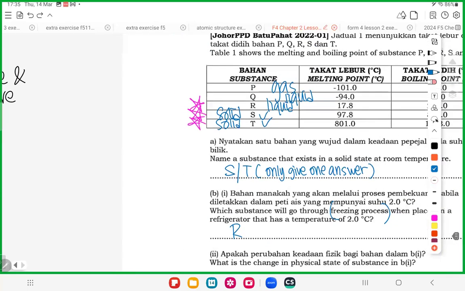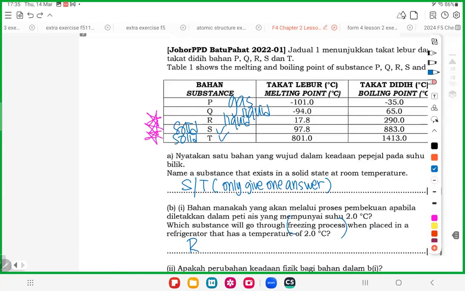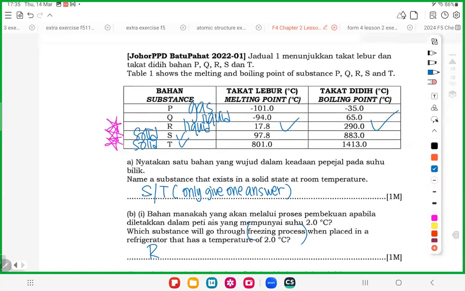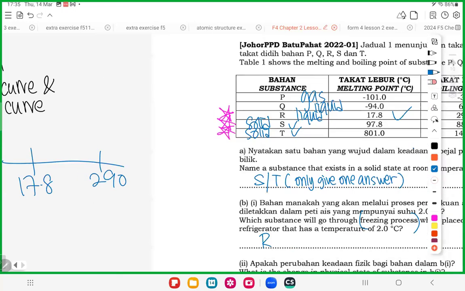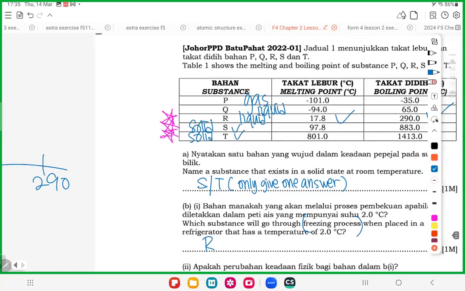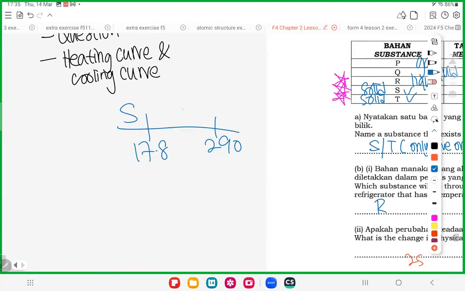For substance R, melting point 17.8, boiling point 290. So this is a solid, this is a liquid, and this is a gas. So what temperature do we want? 2 degrees Celsius, because you put it in the fridge, and the question says the fridge is 2 degrees Celsius.